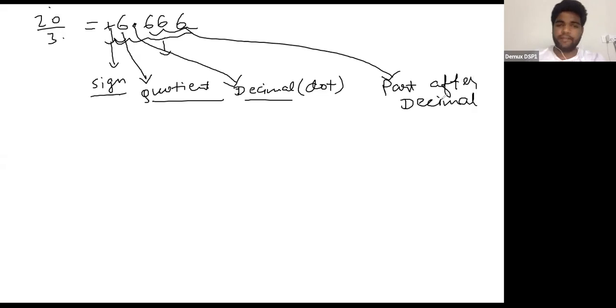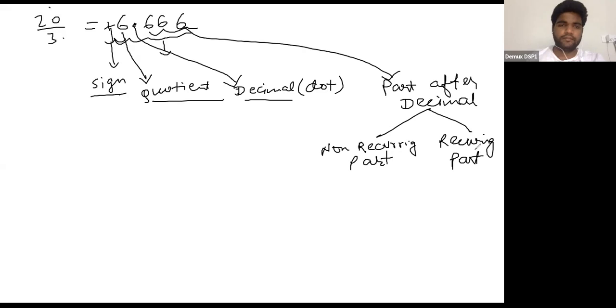Then comes the part after the decimal, which basically has 2 parts. It has a non-recurring part and a recurring part, correct? In this example, there is no non-recurring part, it is empty, and here 6 is the recurring part. Sign is plus, quotient is 6, decimal is dot, and so this is how you dissect 20 by 3. Similarly, you can take other examples.